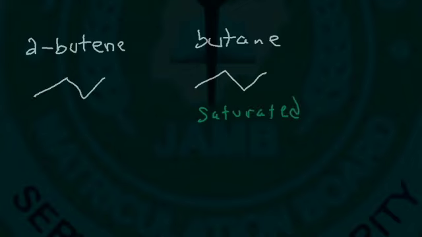Here we have an alkene, particularly a double bond on carbon 2. This is 1, 2, 3, 4. It's between 2 and 3, but this number is based on the lower of these 2 numbers. So this is an alkene.